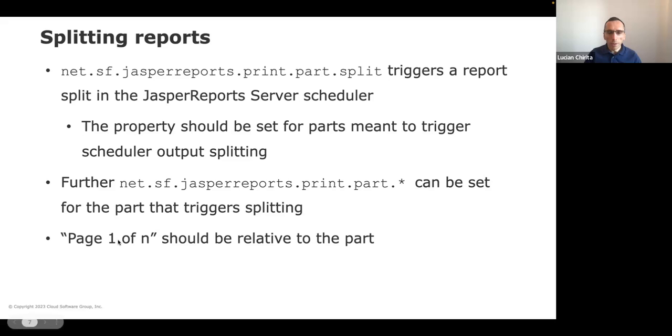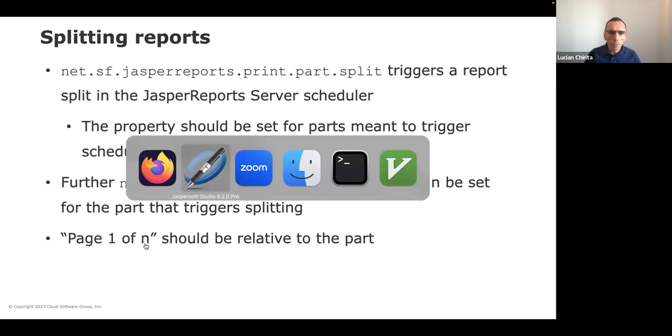Something to note when you design a report for splitting: if you have a page one of something, generally you want to have this pagination control relative to the output. So if you have, let's say, a big report, it doesn't make sense in most cases to show the number of pages in the whole report if that report output is split into several parts. So what you usually will want to do is to show the page numbers relative to that part only.